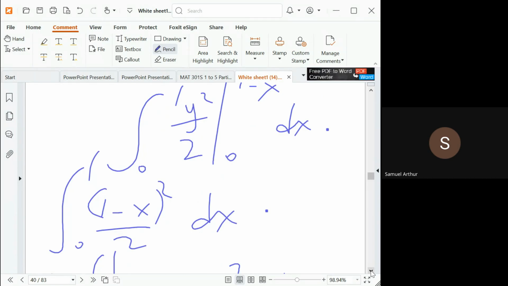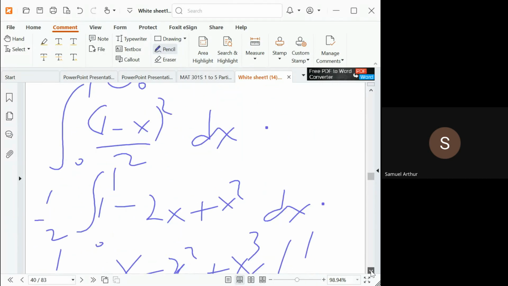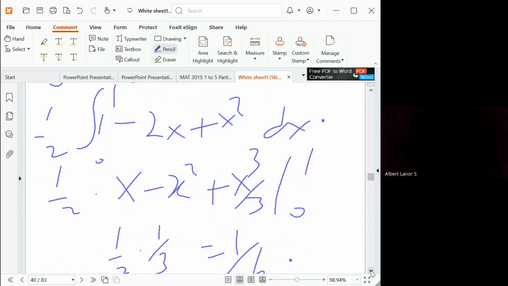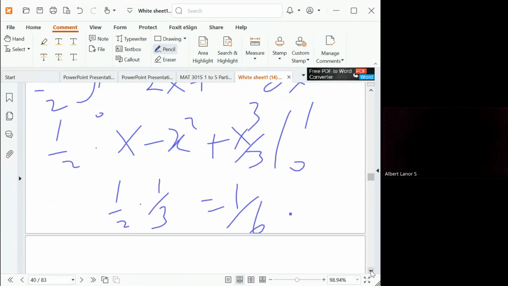Okay, yes, 0 to 1. The second one. So you expand the numerator, you have 1 minus 2X plus X squared. Then the half will go out. I want to integrate, you have X minus X squared plus X cubed over 3 from 0 to 1. And if you do, you should have 1 over 6.